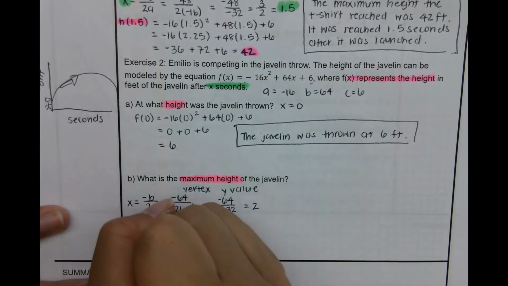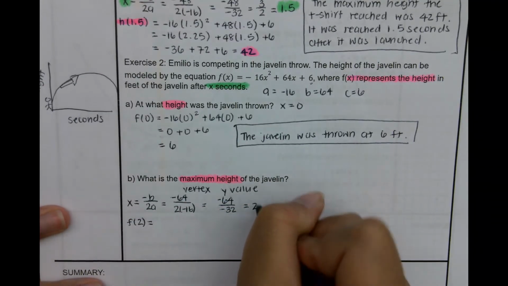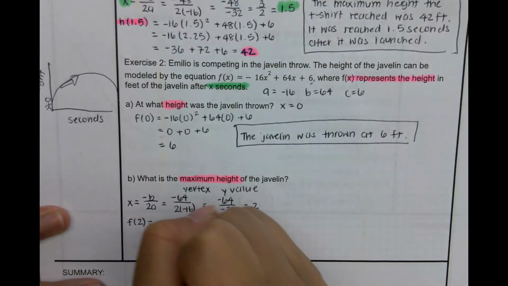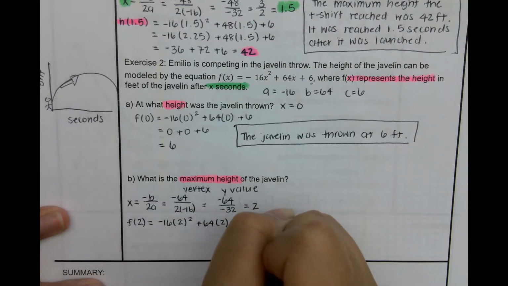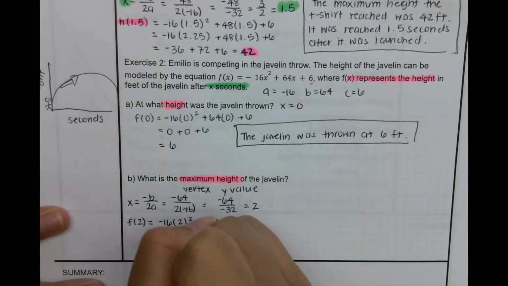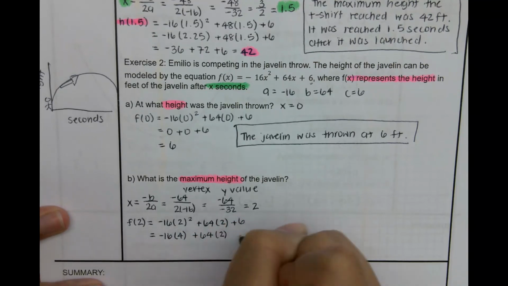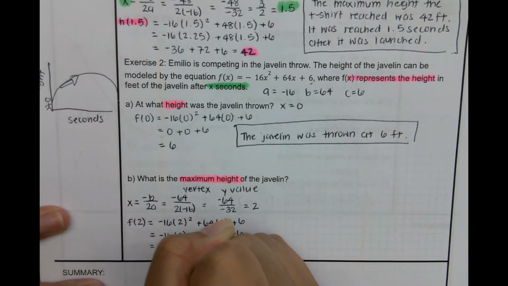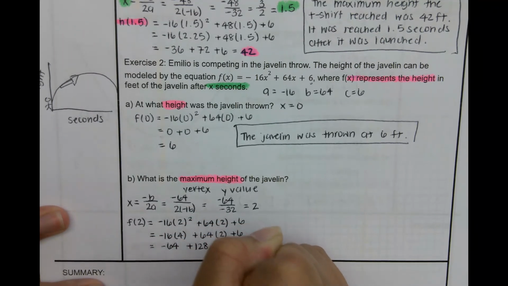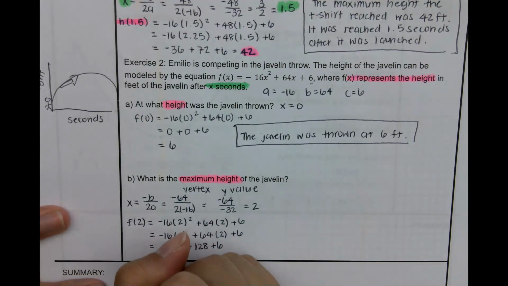So let's find out what that height is. I'm going to plug my 2, the number of seconds, into my equation to find the height. 2 squared is 4. We do exponents first, order of operations. Negative 16 times 4 is negative 64. 64 times 2 is 128. Plus 6. Negative 64 plus 128 plus 6 is 70.